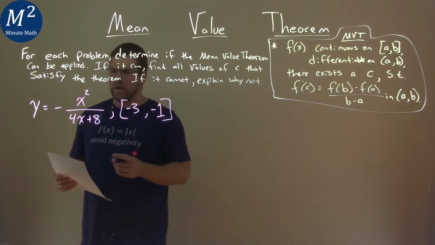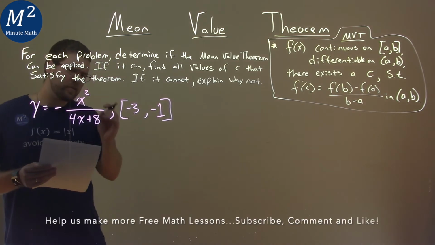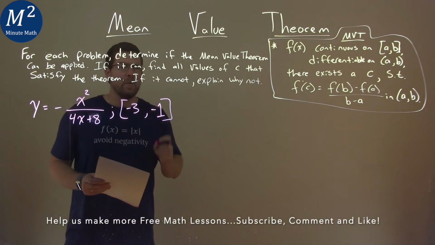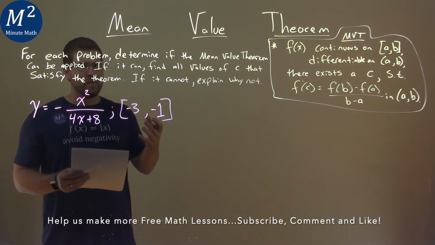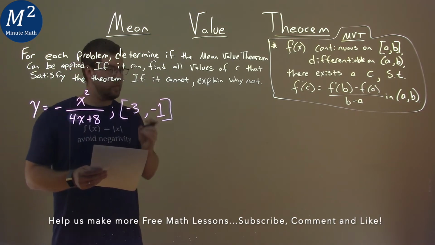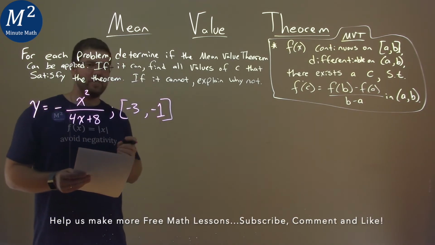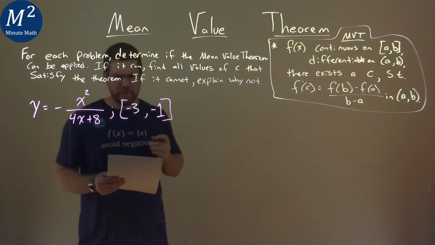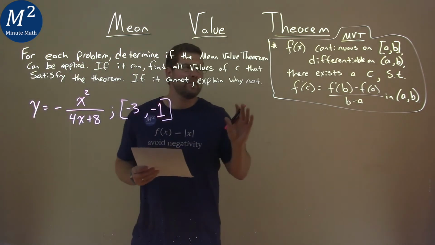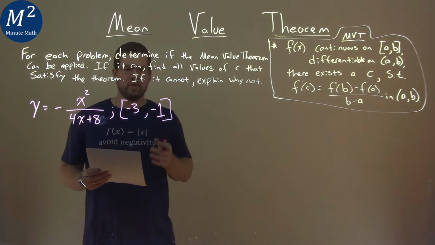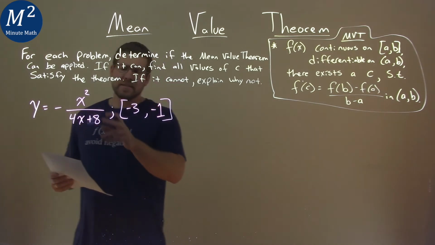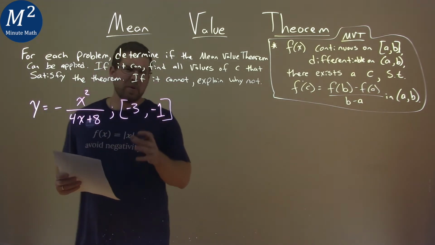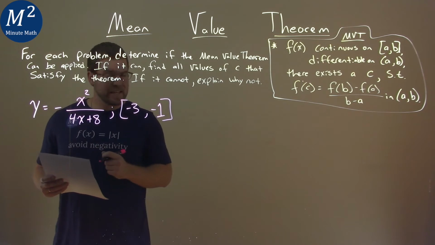We're given this problem right here. Y equals negative x squared over 4x plus 8, and we're going to determine if we can use the mean value theorem on our interval from negative 3 to negative 1, and if we can, find the values of c that satisfy this theorem. Now, the theorem tells us that we have to be continuous on our interval from negative 3 to negative 1. Now, I see we have a rational function here, and we know we can't divide by 0. It's not going to be continuous there.